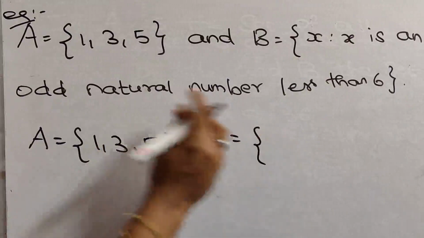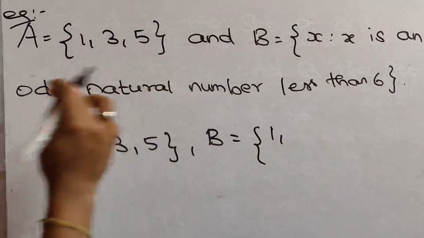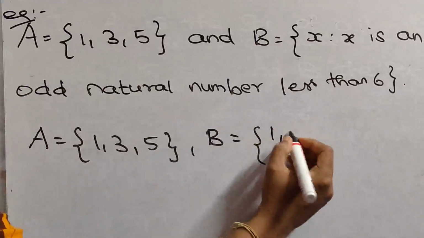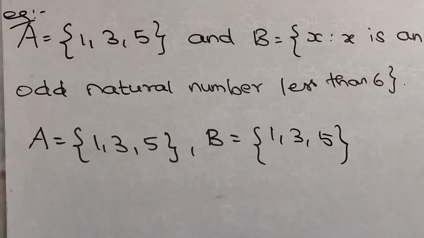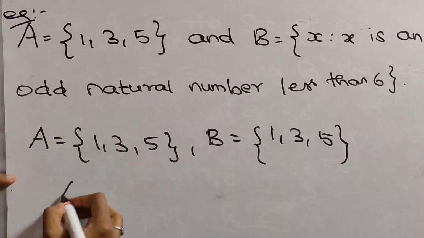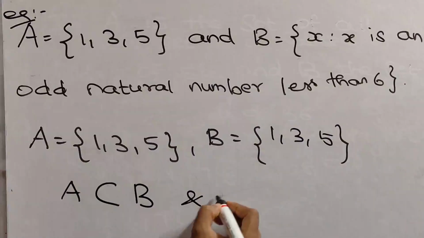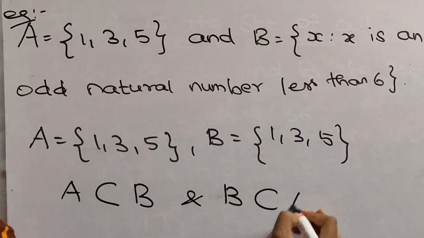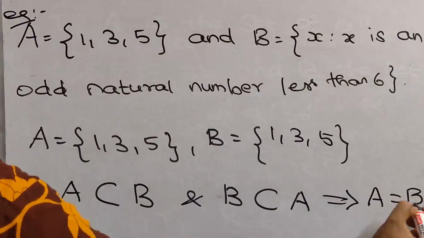The odd natural numbers less than 6: natural numbers start from 1, so the odd natural numbers less than 6 are 1, 3, 5. So B = {1, 3, 5}. Now see, both the sets have an equal number of elements, and the same elements, right? So A is a subset of B as well as B is a subset of A. So it implies A is equal to B. Both the sets are equal.